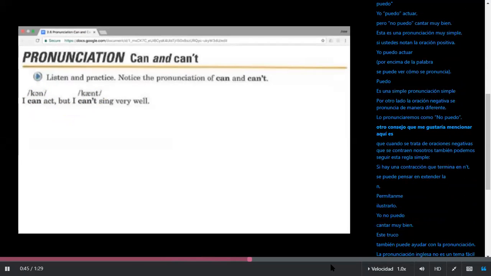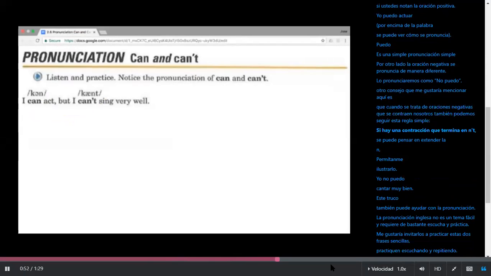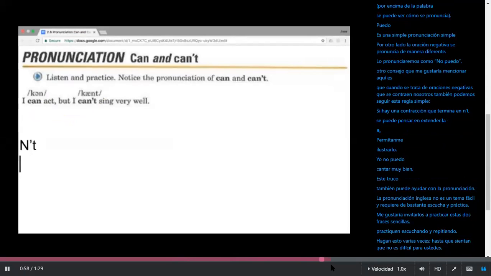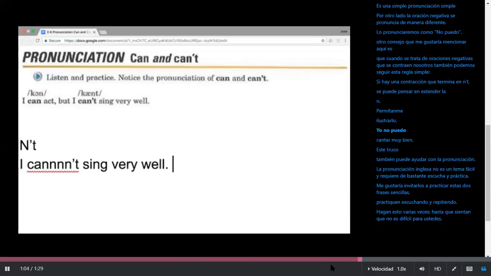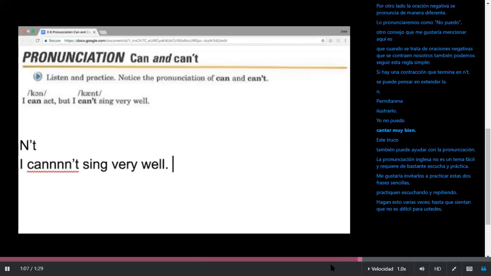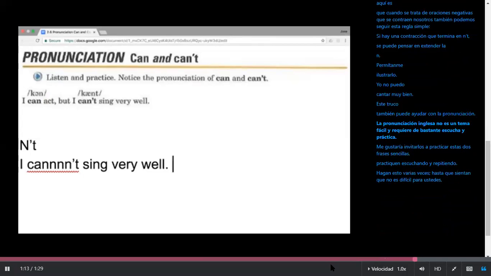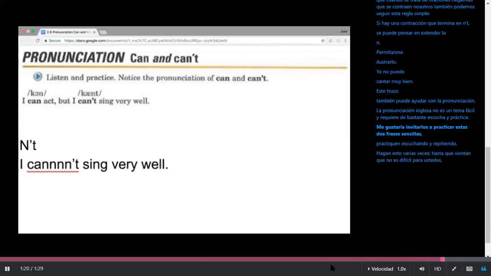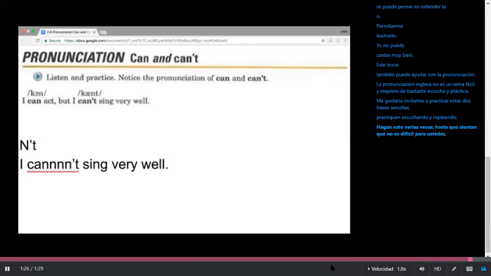Another tip that I would like to mention here is, when it comes to negative statements, which are contracted, we can also follow a simple rule. If there's a contraction which ends in NT, you can think of extending that N. Let me illustrate that. I can't sing very well. This trick can also help with pronunciation. English pronunciation is not an easy topic and it requires a lot of listening and practicing. I would like to encourage you to practice these two simple phrases. Practice by listening and repeating. Do this several times until you feel like it's not difficult for you.